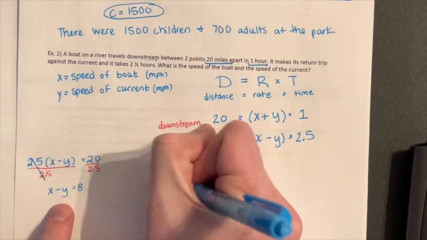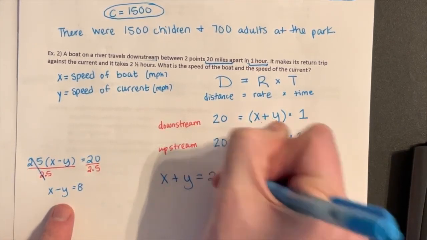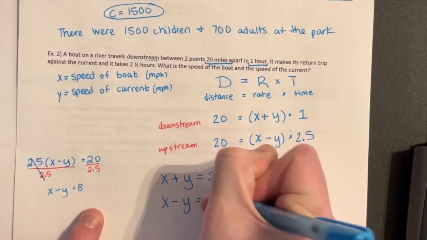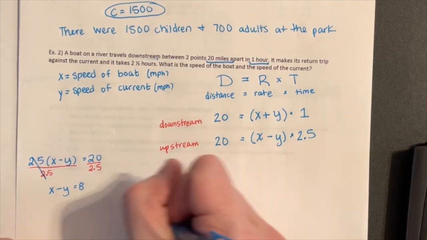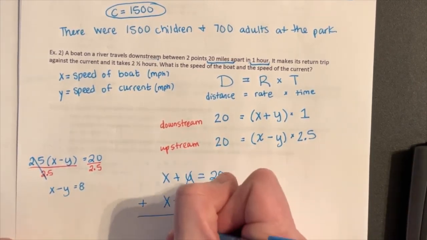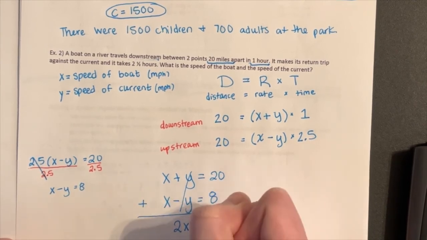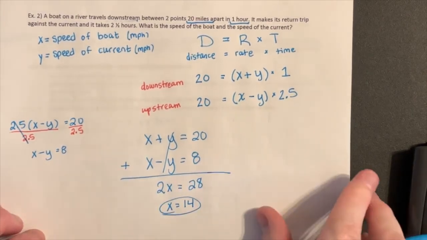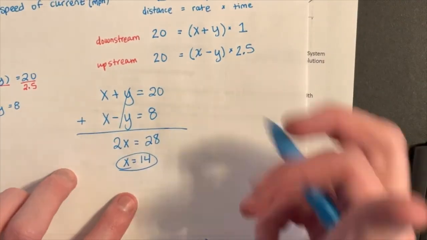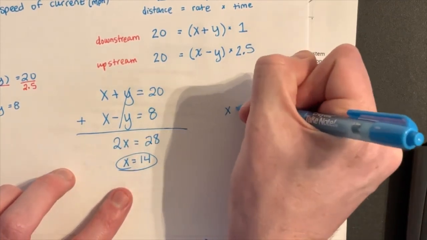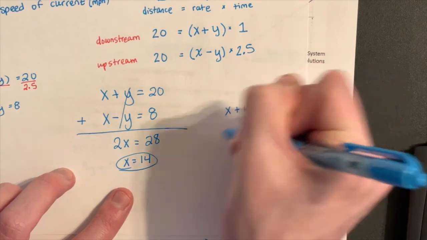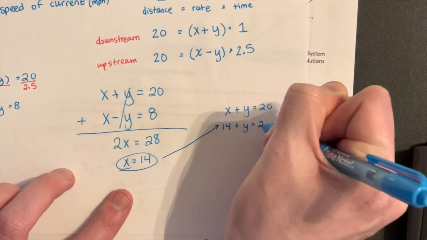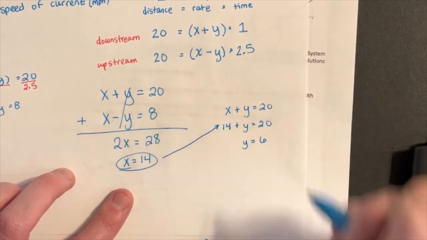So I have these two equations, x plus y equals 20 from the first one, and the second one gave me x minus y equals 8. I like that one just a little bit better because when you eliminate these, it makes it come out nicely to be 2x equals 28. So then x is equal to 14. We know what x is, but we still need to find out what y is. So I'm going to take that first equation, x plus y equals 20, and substitute this back in here. So 14 plus y equals 20, which means y equals 6.